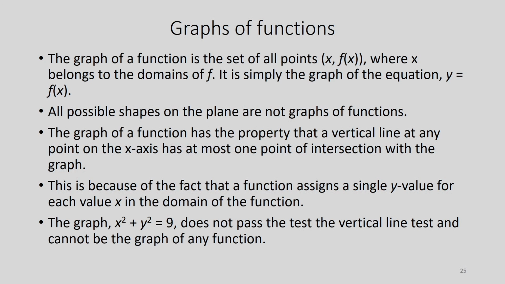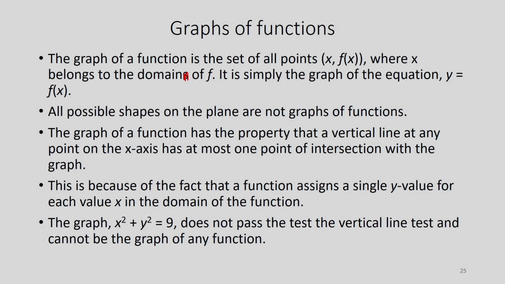The graph of a function is the set of all points (x, f(x)) where x belongs to the domain of f. It is simply the graph of the equation y is equal to f(x). So, in a coordinate system you have x on the horizontal axis and y on the vertical axis. Suppose y is equal to f(x), and then we plot the graph of (x, f(x)). That graph will be the graph of that function.